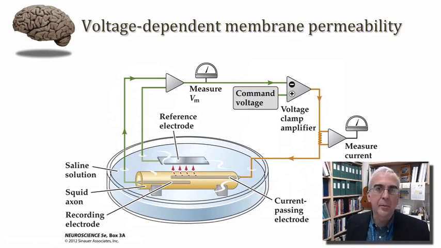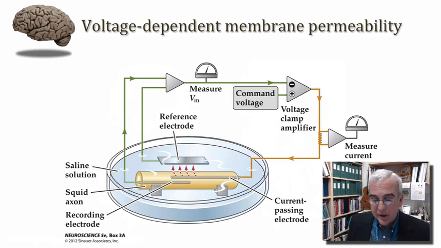But there's a bit of a problem, because with the generation of an action potential, there is a change in membrane permeability that will alter the flux of ionic currents in a way that would make it very difficult to control and to measure those ionic currents. They devised a circuit called the voltage clamp.